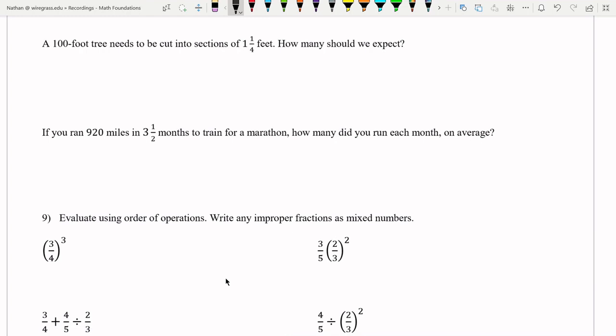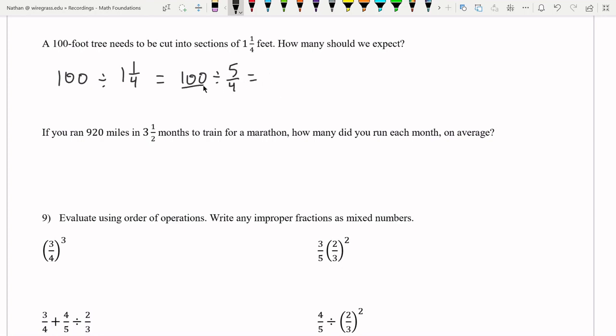Okay, a 100-foot tree needs to be cut into 1¼ foot sections. How many of these sections should we expect when we do this process? So we're going to divide a 100-foot tree evenly into sections that are 1¼ foot. So all I need to do is do the division. 100 feet divided by 1¼ foot gives me what? Well, 1¼ is 4 times 1 is 4, plus 1 is 5.